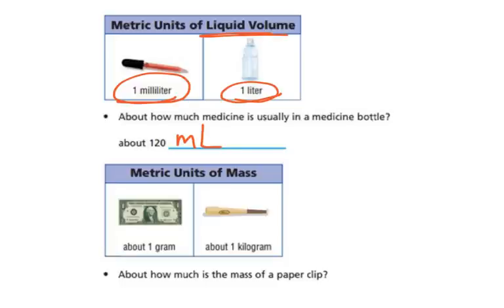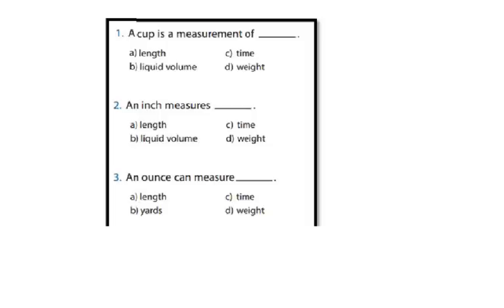So what do you think the mass of a paper clip is going to be closer to? Would it be closer to the dollar bill or the bat? Well, it's definitely going to be closer to the dollar bill. So 1 paper clip is going to have a mass of about 1 gram. Okay, we're moving right along.